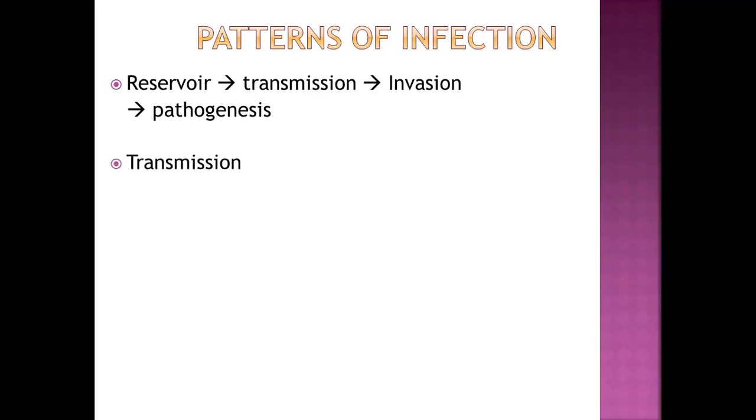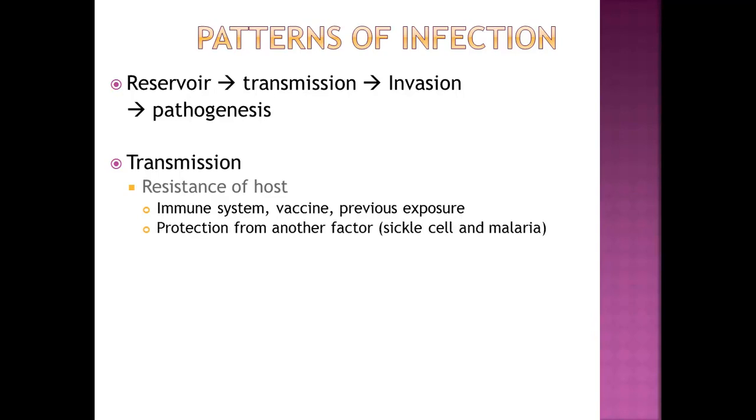Transmission depends on two things. Number one, the resistance of the host. How is the person's immune system? Have they been vaccinated before? Have they been exposed to this before? Okay, so immune system, vaccine, previous exposure. Another thing, do they have protection from another factor? So if I have sickle cell, then I'm immune to malaria.